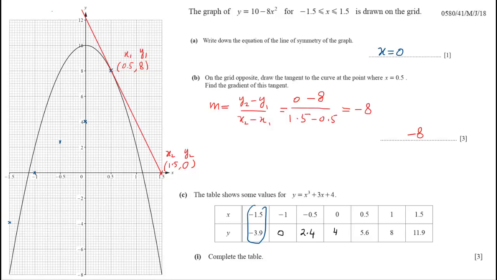Then 0.5 and 5.6. So it is 5, 5.2, 5.4 and 5.6. 1 and 8, it will be over here. 1.5 and 11.9. This is 11, 11.8 and 11.9. Just a little bit more. Now we have to join.